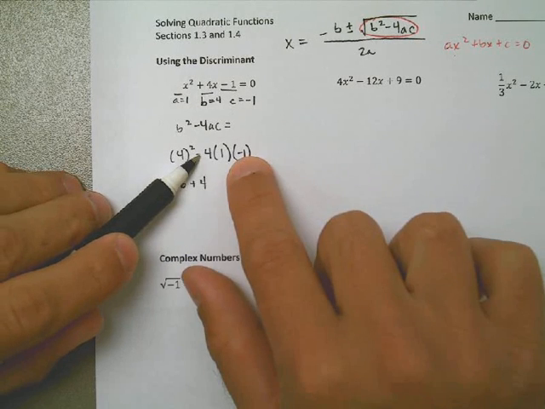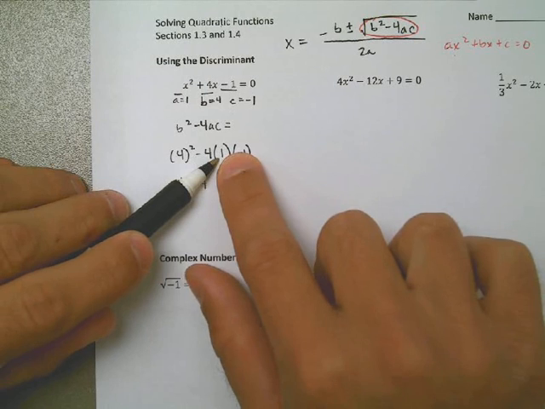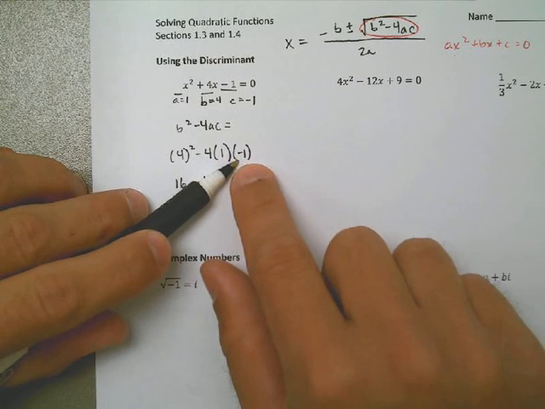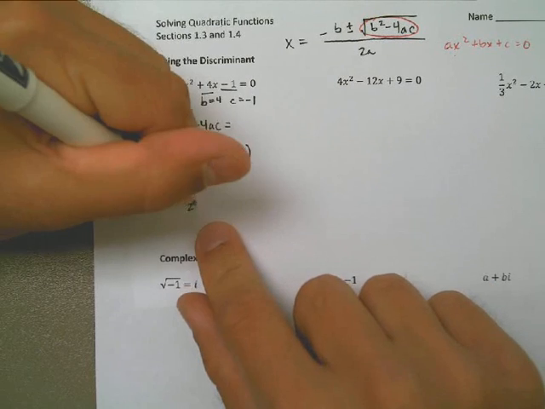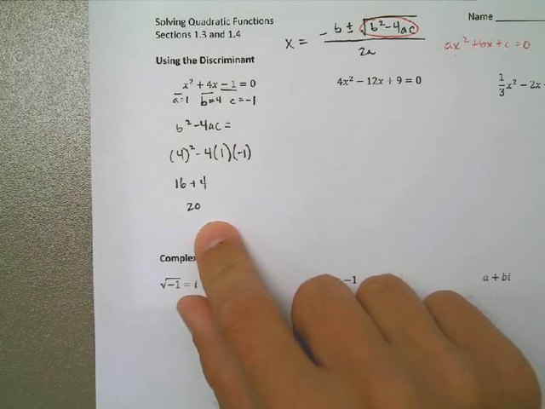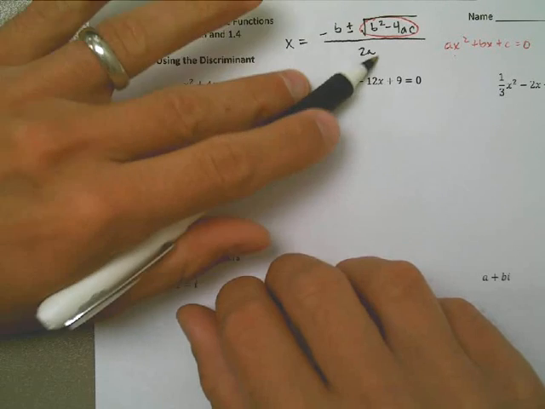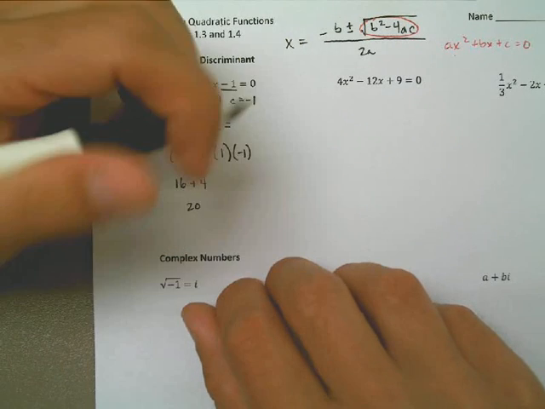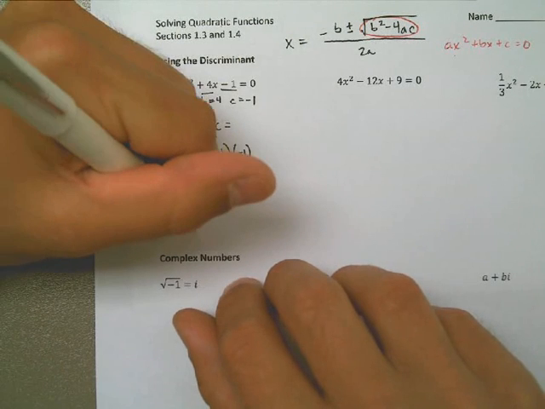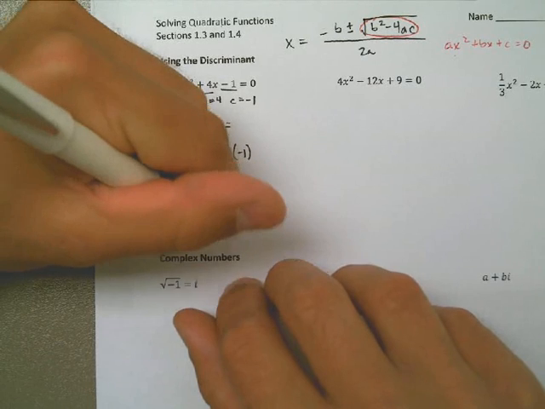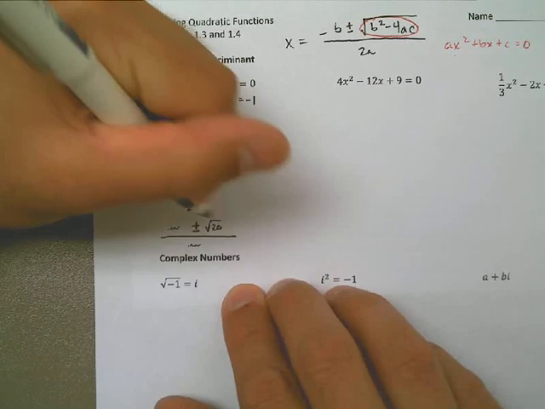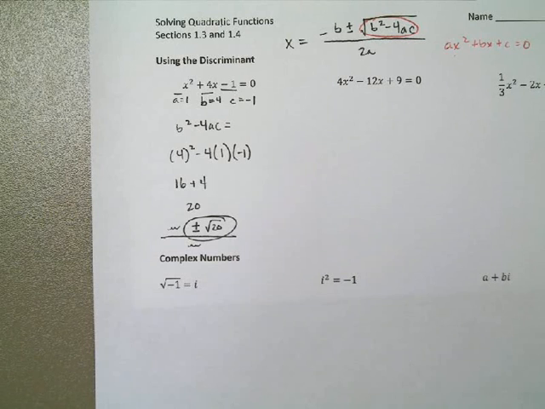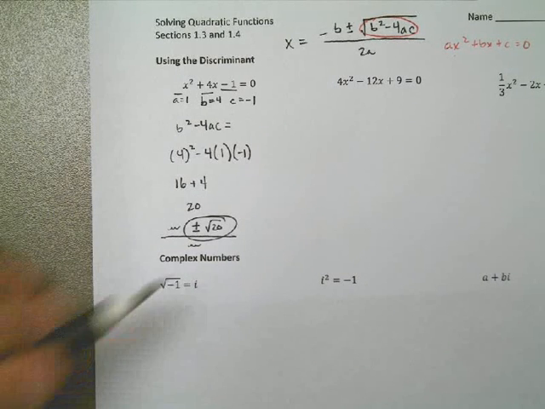That would be 16 plus 4. Notice that it's plus 4, right? Negative times a negative. Negative 4 times 1 is negative 4 times a negative 1 becomes a positive 4. 16 plus 4 ends up being 20. And all that means is that if I were to go through and do all this work up here, which I'm not going to do, but if I were going to, I would end up with something, blah, blah, blah, plus or minus the square root of 20 all over something else, right? I'd have a plus or minus the square root of 20.